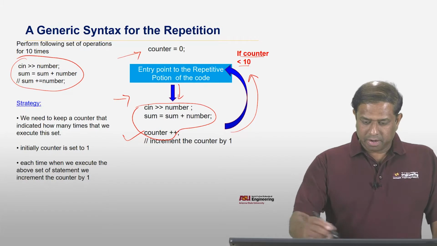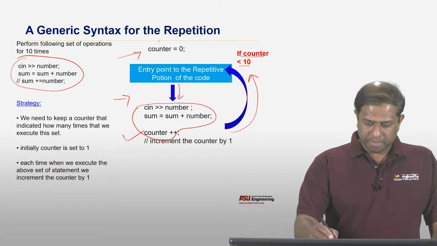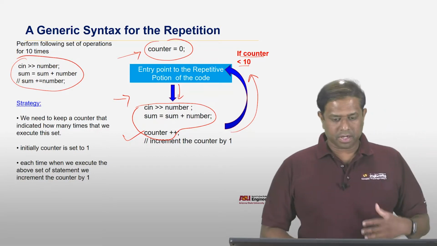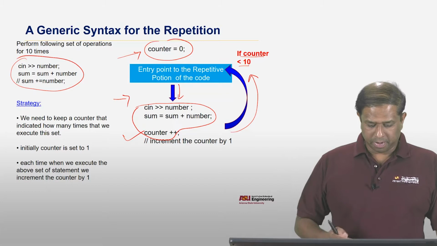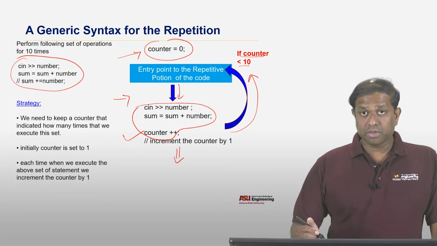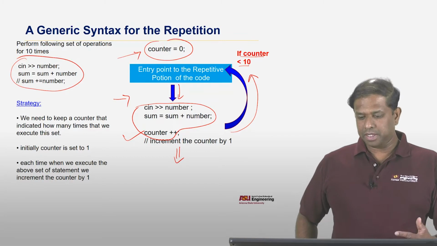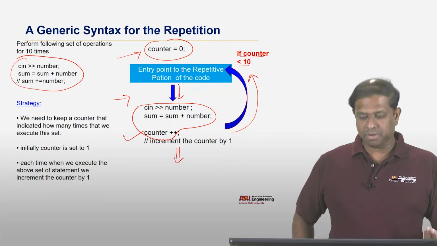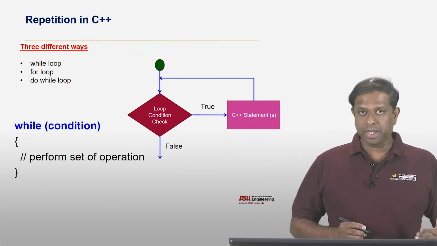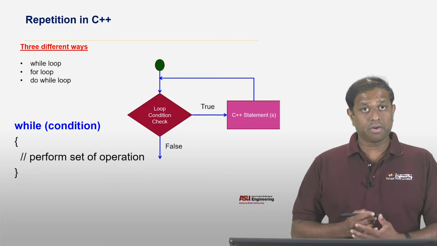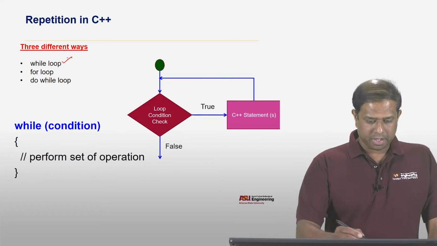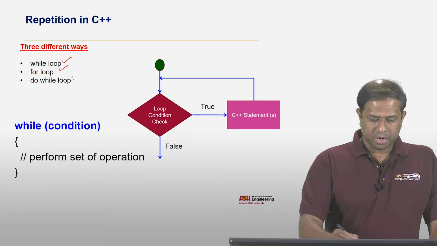So this kind of scenario, where we keep a counter to keep track of how many times we have been repeating, is called the counter control type loop. Okay. Now how do we put something like this in the actual C++ code? That's where the C++ constructs related to repetition come into the picture. There are three major ways of repeating certain things over and over again in C++. We have a while loop, a for loop, and a do while loop.